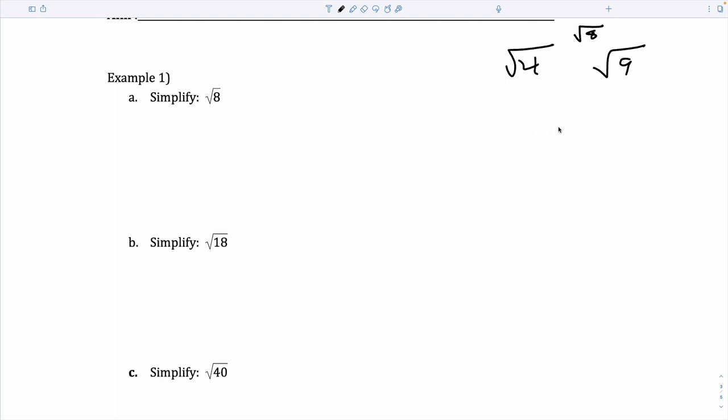It doesn't have a perfect square. 9 and 4 are the perfect squares in between. The root of 8 is not a perfect square. If you notice that, this is why memorizing perfect squares makes your life a lot easier.